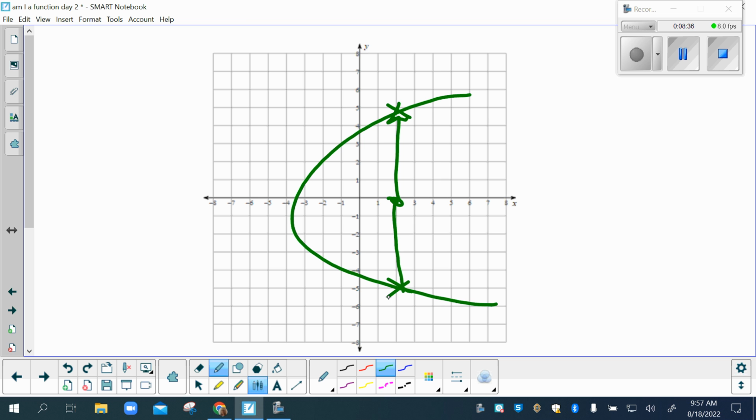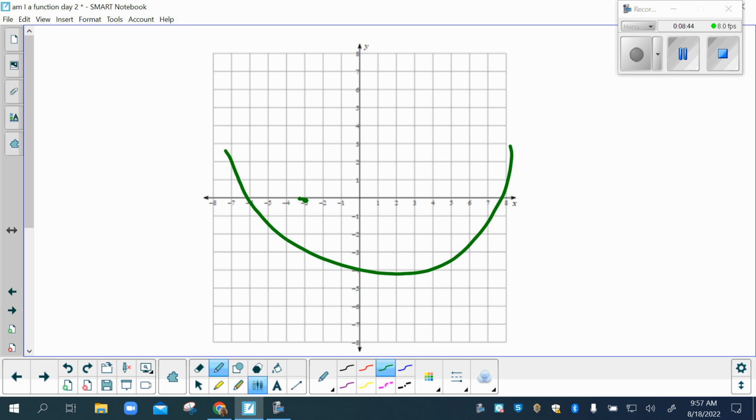Does that make sense? Wait, why would it be a function if it was the other way again? Because when I did the other one, let me get rid of it. So if I did this, if I go to this point, yep, I have one. Does that make sense? Yeah. So you can even just use your pencil, and as long as you hit it just one place, up and down, you're good to go.